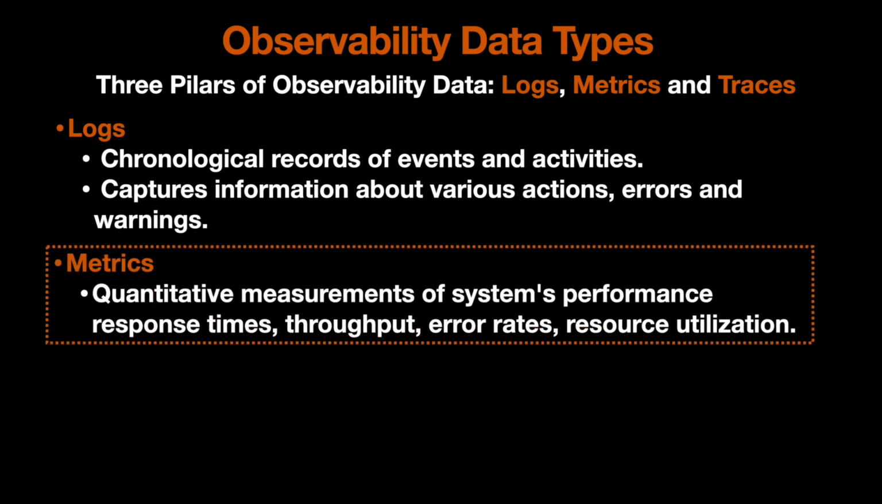Next data type is metrics. Metrics are quantitative measurements of system performance, like response times, throughput, error rates, and resource utilization. This gives us an idea to visualize how our system is performing and whether we need to take any actions.